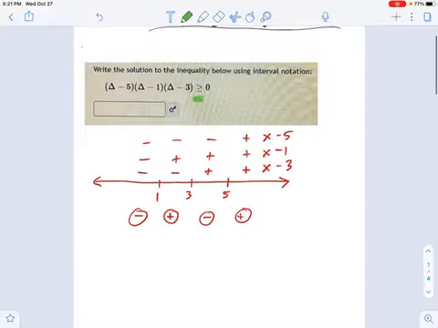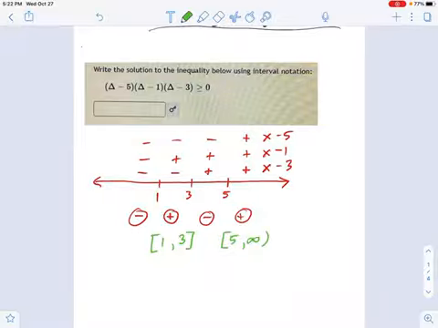Well, here's one. Right here, it's between 1 and 3. And I'm going to use square brackets because 1 and 3 themselves are equal to 0, and I'm allowing greater than or equal to 0. And then the other place is right here, from 5 to infinity. Those all produce a positive result. And I need a union in between them. So that's my solution.